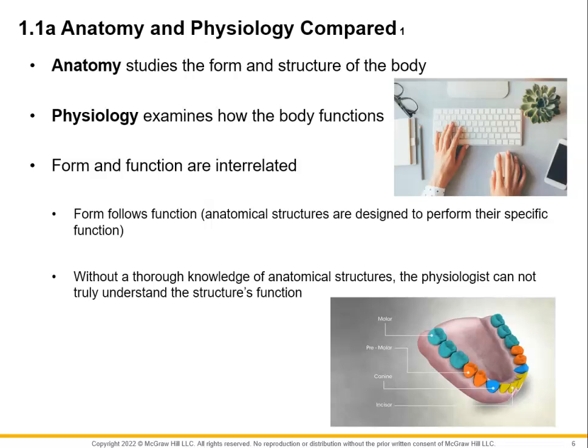So we use those teeth to cut and to tear pieces of food off. Now, what if your molars were in the front and your incisors were in the back? Yeah, you wouldn't be eating very much corn on the cob or apples, right? So form follows function. The way things are made allow them to do the job they need to do.